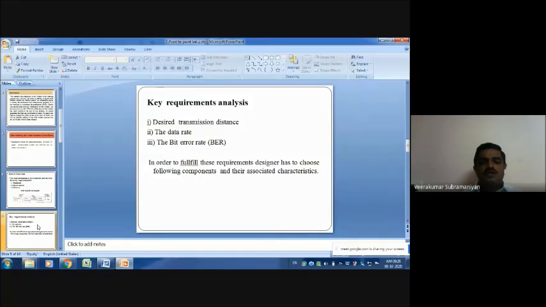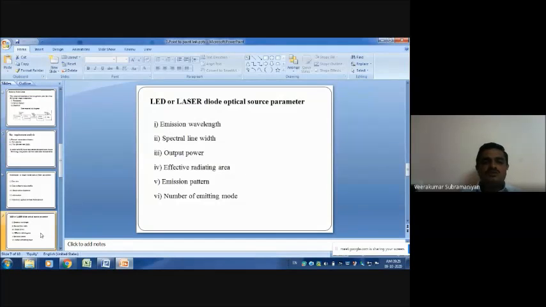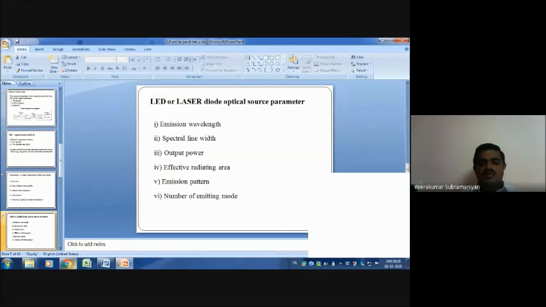In order to fulfill the above requirements, any user or designer has to choose the following components with associated characteristics. Based on our requirement, we have to select that component. That alone has been represented over here. First one is the source. On the source side, what are all the parameters we need to consider? In our source, in general, we use light emitting diodes and laser diodes.